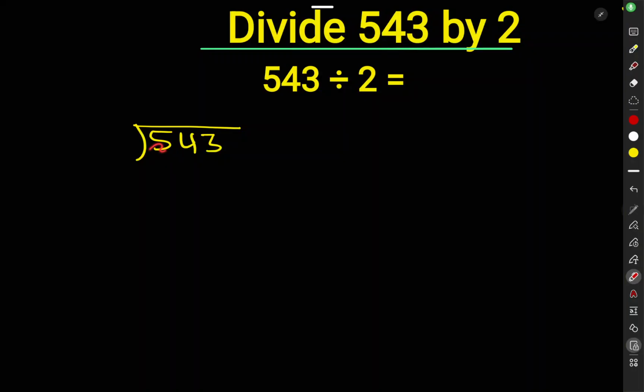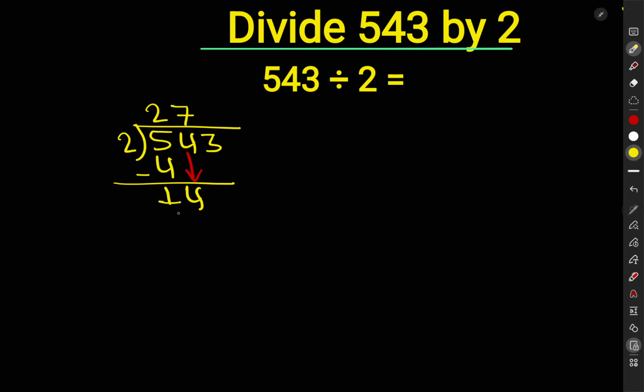We divide 543 by 2 in a long division method. 2 times 2 is 4. On subtracting, we get 1. So now we put down this 4 and it is 14.